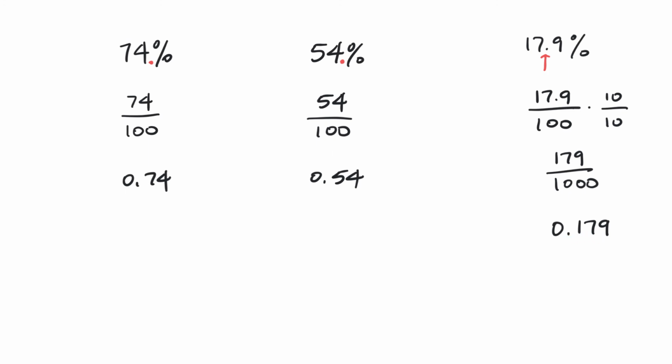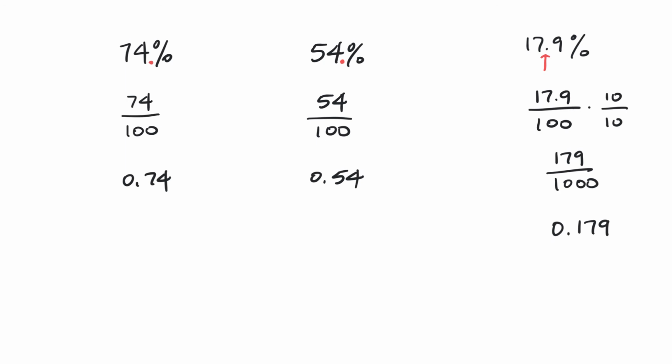So that's a shortcut. If you are comfortable with that shortcut, feel free to use it. If you want to go from a percentage to a decimal, you move the decimal in the percent 2 places to the left, and you've got your equivalent decimal. The same thing goes from decimal to percent. If you want to go from a decimal to a percentage, move the decimal 2 places to the right.